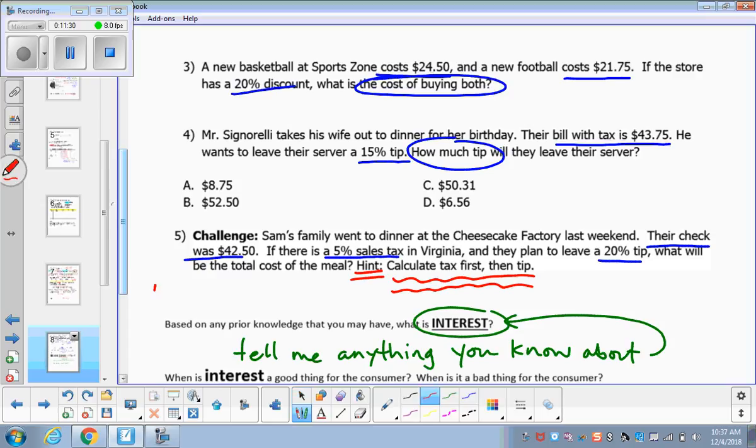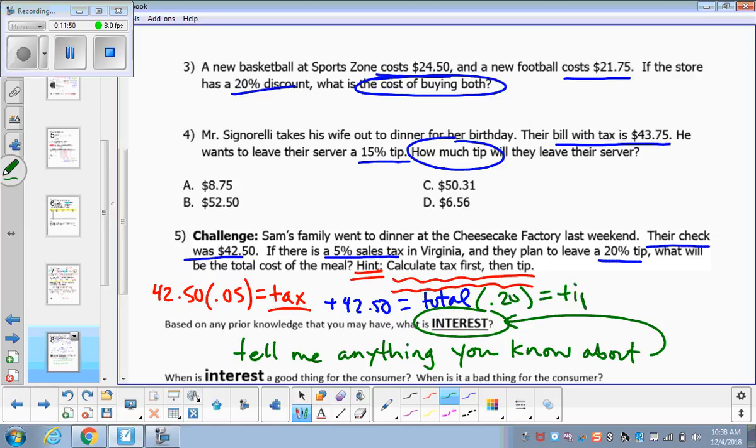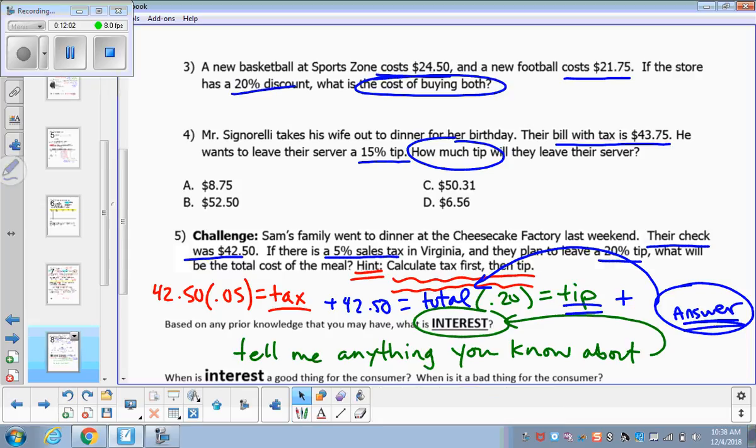So your first step is going to be 4250 times 0.05 just to get the amount of tax. That amount needs to get added to 4250, and now you have the new total. At this point, that new total would have to get multiplied by 20% to figure out just the tip amount. And at that point, you would take the gratuity and add it back to that total. And that is going to be our final answer. We will review that problem after you've had a chance to complete it on your own.